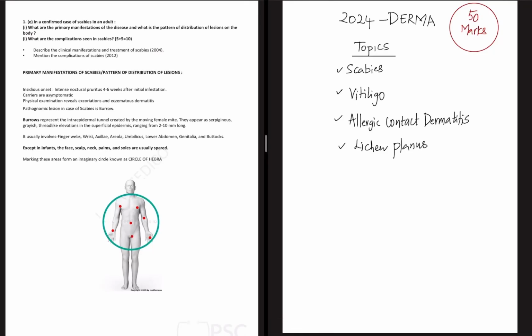We will be discussing the 2024 Medical Science Optional Exam Dermatology Model Answer. As we all know, derma has been given a good weightage in paper 2 section A, along with general medicine plus pediatrics. It has a weightage of 50 marks and there are around 7 topics, of which each year 4 or 5 topics are frequently getting repeated.